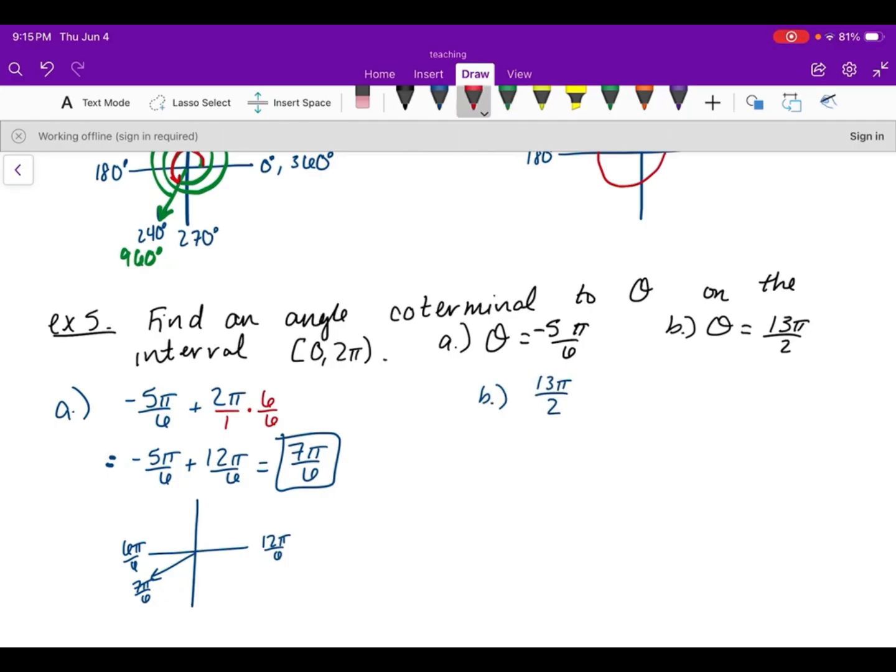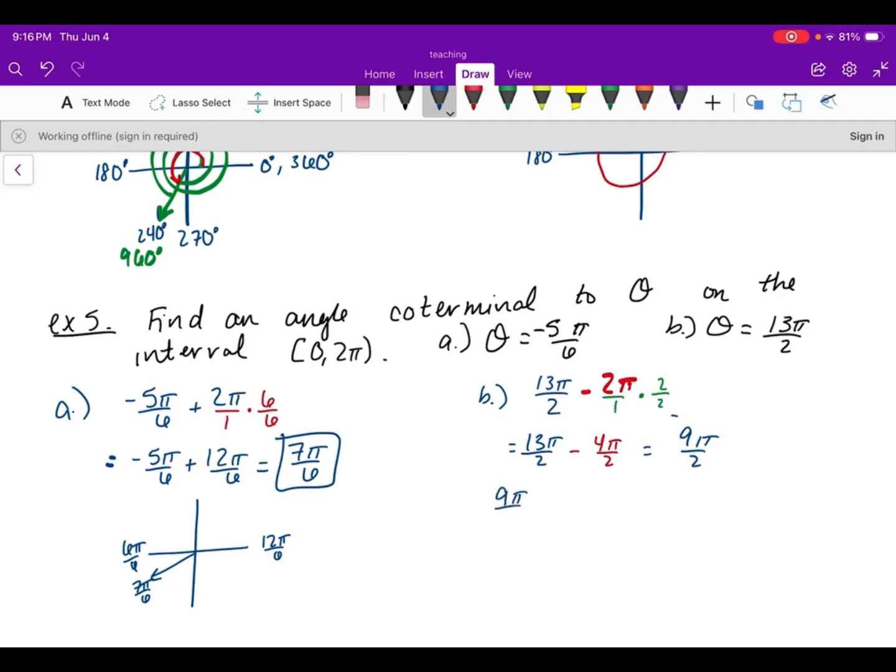Next, we'll do this 13 pi over 2. Since this one, the issue is that it's too big, we're going to make it smaller by subtracting 2 pi. Again, I put 2 pi over 1. That way I can multiply it by something to get common denominators, so I can subtract these fractions. So I'll multiply it by 2 over 2, so that's going to give me 4 pi over 2. 13 pi over 2 minus 4 pi over 2 is going to be 9 pi over 2.